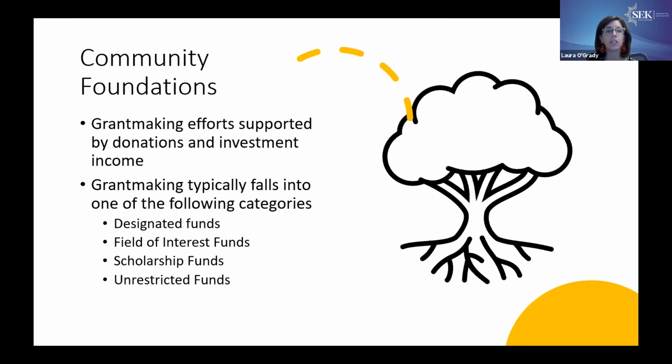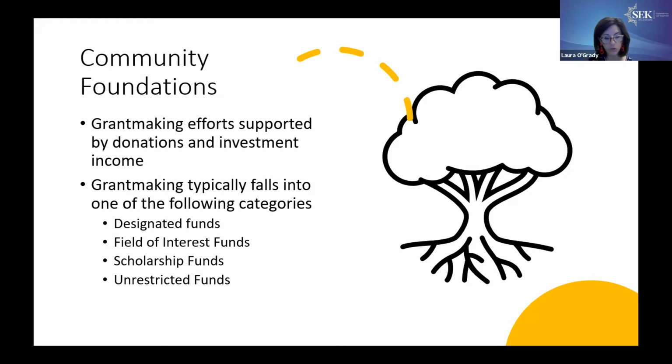So grant-making efforts of community foundations are supported by both donations to the foundation and investment income. So they're investing the donations they receive, and then the results of those investments are what allow them to make grants. The grant making typically falls into one of the following categories. There's designated funds, there's field of interest funds, there's scholarship funds, and unrestricted funds. Designated funds are used to support one or more designated charities, so they're directed to a certain charity. There's a field of interest fund that's used for a particular issue like education or healthcare. Scholarship funds are for education, as you could imagine.